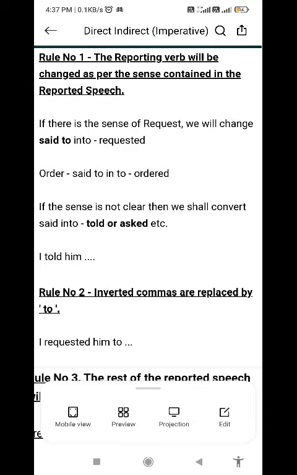Suppose someone is telling you, tell your mother to call me, tell your father to call me. This is neither order nor request. So in that case, if you are caught in ambiguity, then please write it in a way that he asked me to call my father or my mother, call him, like that. So here, let me come to it.